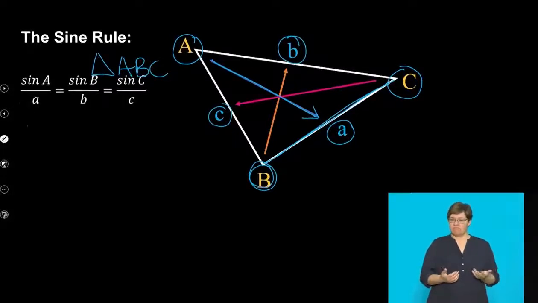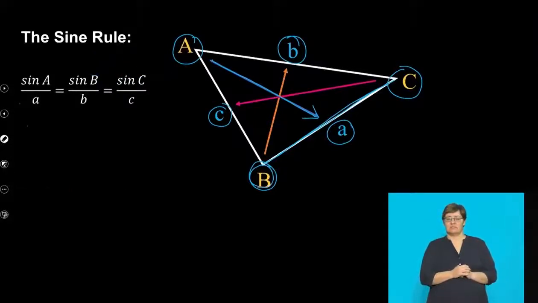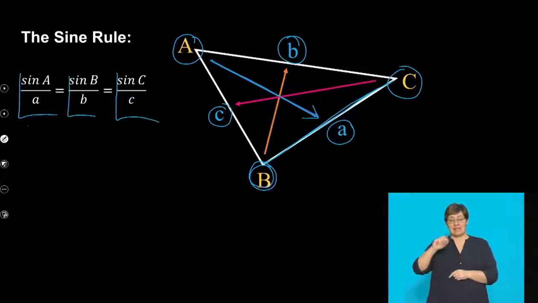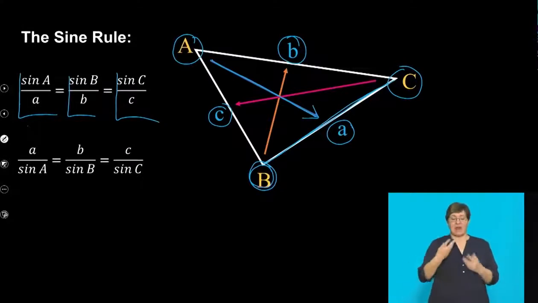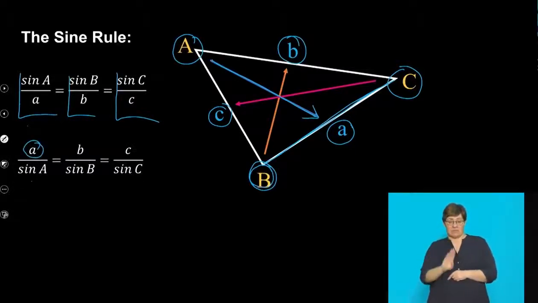So what is the sine rule? The sine rule is a very simple rule to remember. It says sine A over a is equal to sine B over b, which is equal to sine C over c. And we have another version of this, the reciprocal version. In the reciprocal version, we basically flip that equation upside down and begin with the lowercase letters on top. So lowercase a over sine A equals b over sine B equals c over sine C.